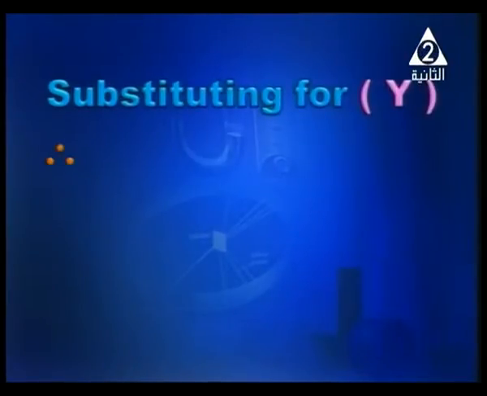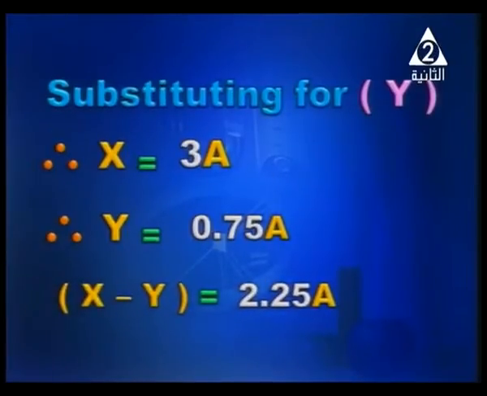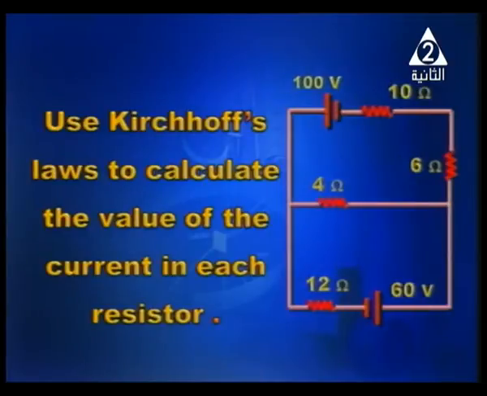Substituting for y, x is equal to 3 amperes, y is equal to 0.75 ampere, and of course x minus y will be 3 minus 0.75, it is 2.25 ampere. Okay, this was about the first problem. Another problem is shown in front of you.